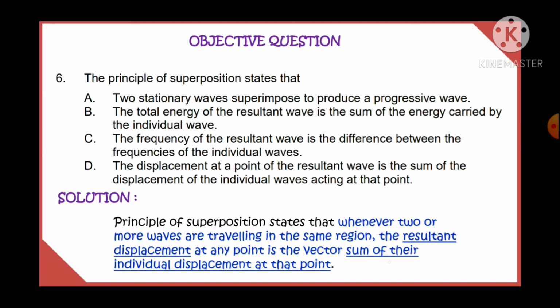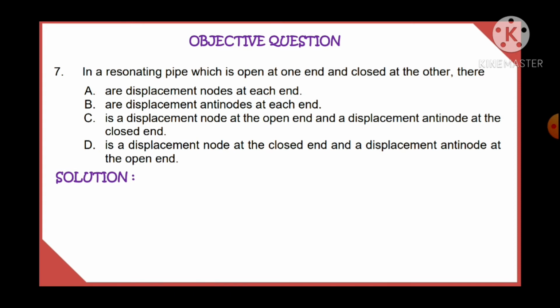So because of this statement, referring to the answers given, the principle of superposition states that the answer is D, which is: the displacement at a point of the resultant wave is the sum of the displacement of the individual waves acting at that point. Okay, just directly from the concept that you have learned in the lecture.